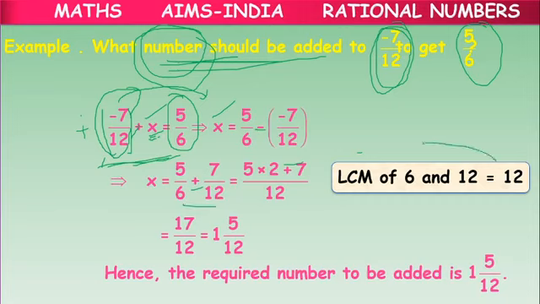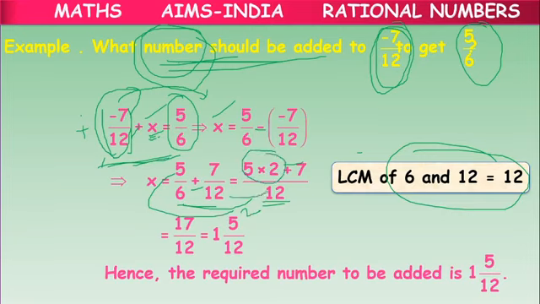The denominators are 6 and 12. LCM, how much? 12. 6 2s are 12, so 2 into 5 is 10. 12 1s are 12, so 1 into 7 is 7. 10 plus 7 is 17. So we get 17 by 12.